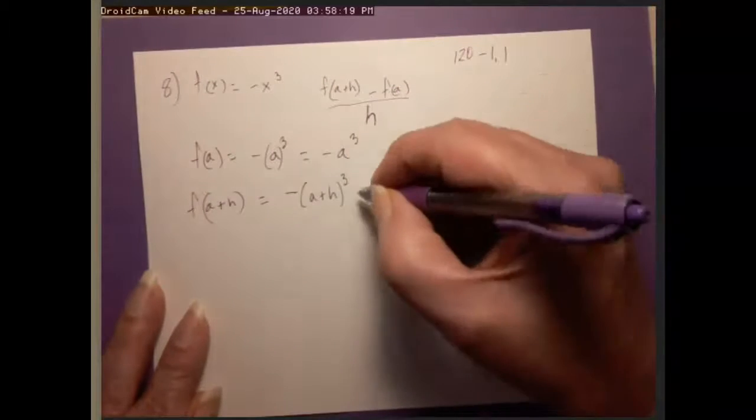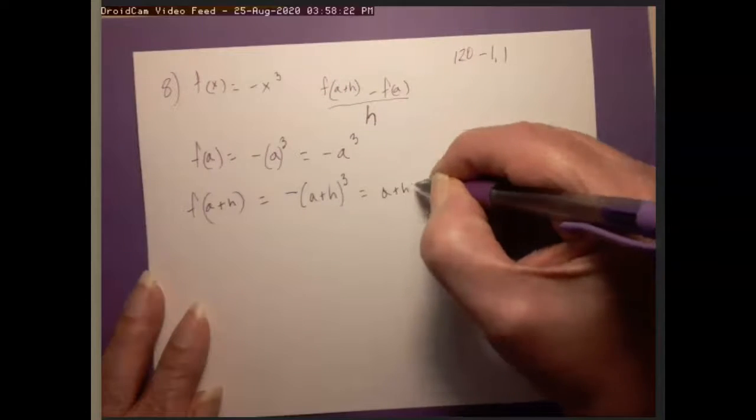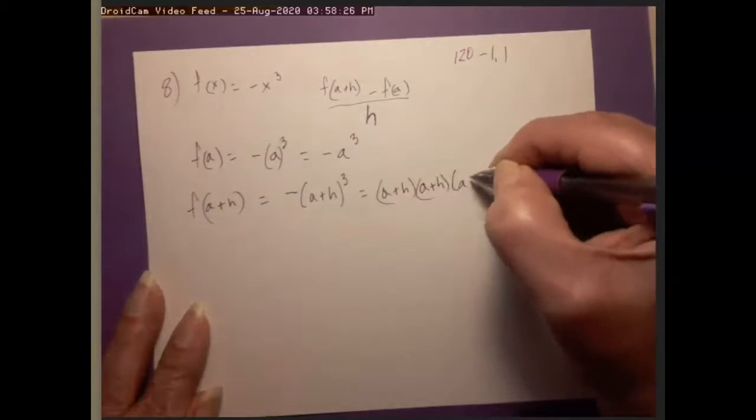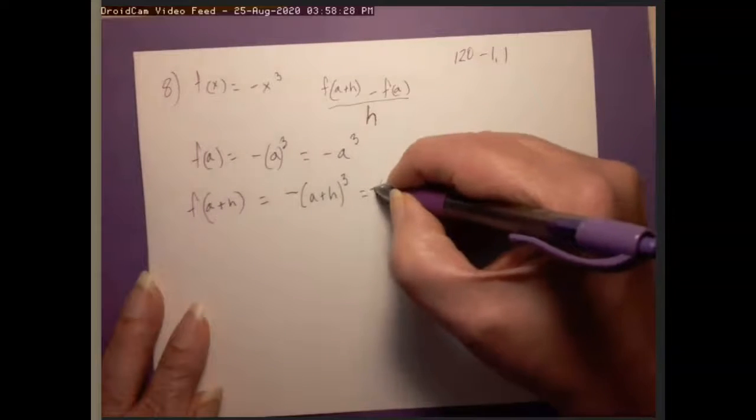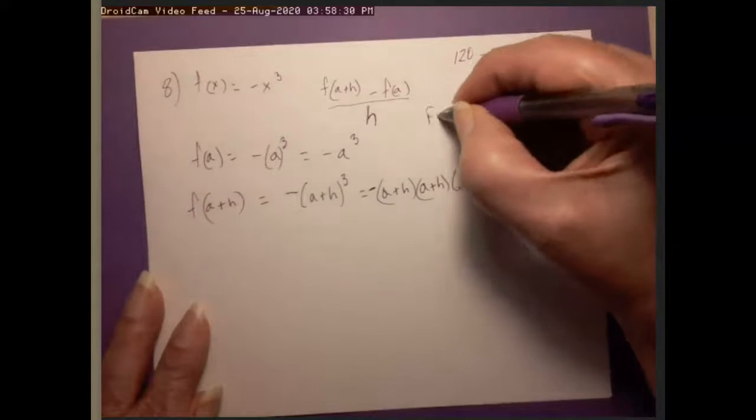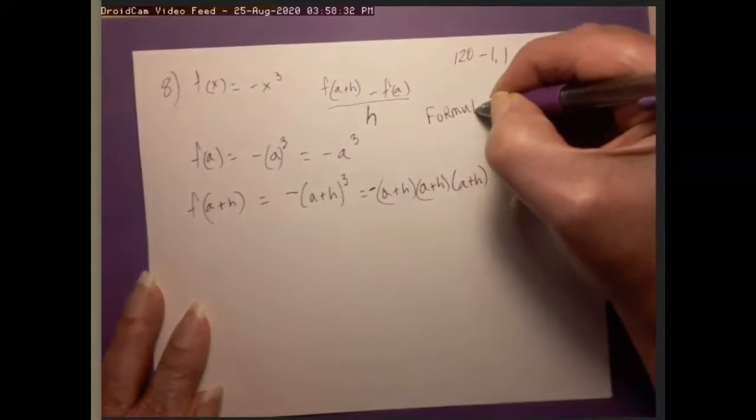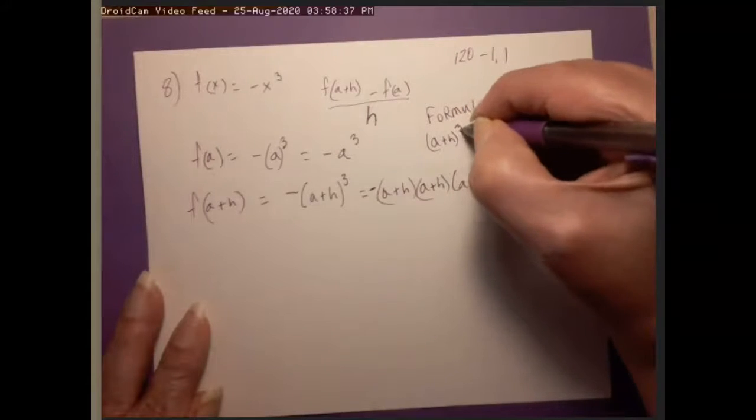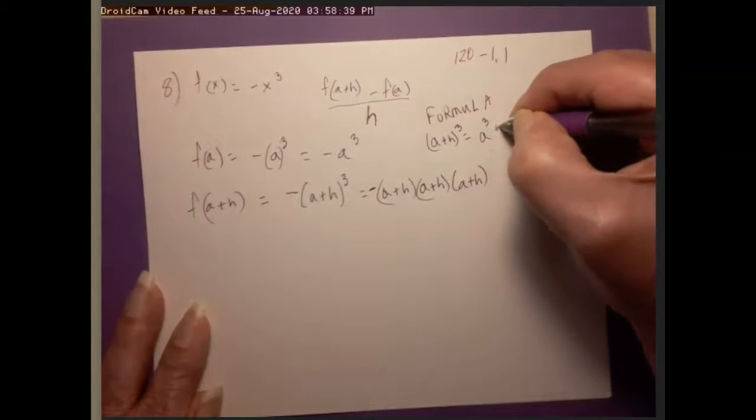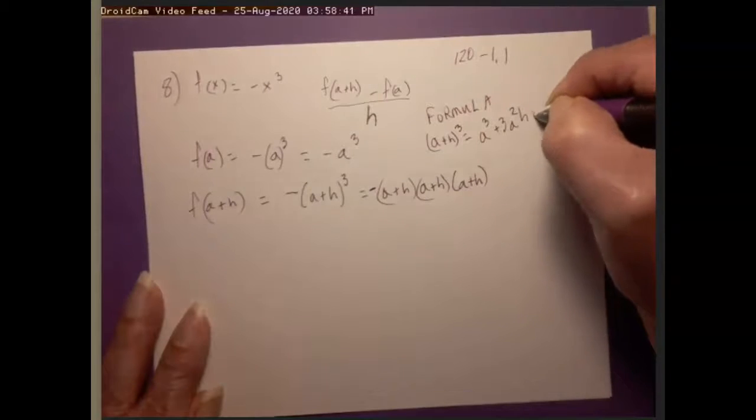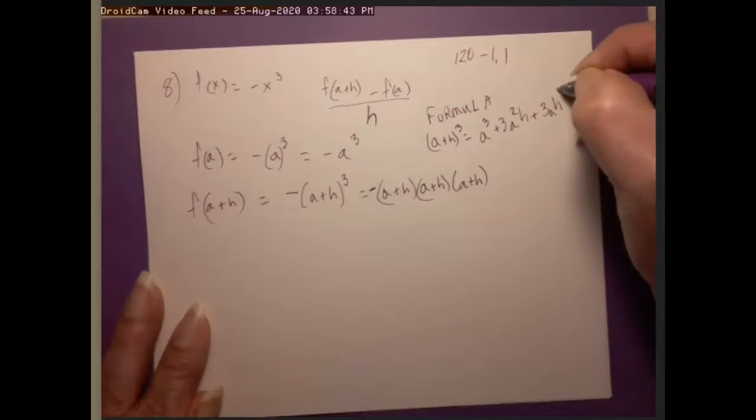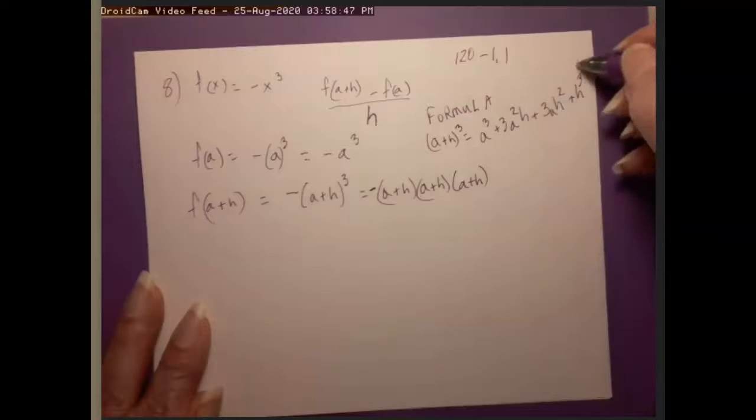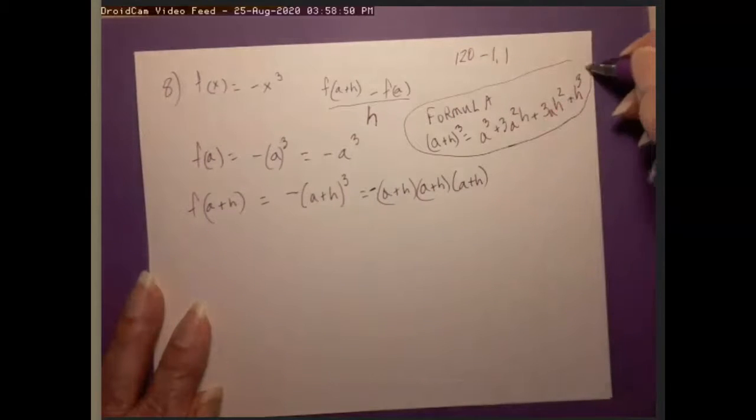And you can either multiply this out. This means a plus h times a plus h times a plus h with a negative, or you know the formula. So the formula for a plus h cubed is a cubed plus 3a squared h plus 3a h squared plus h cubed. So there's the formula that I would need to know.